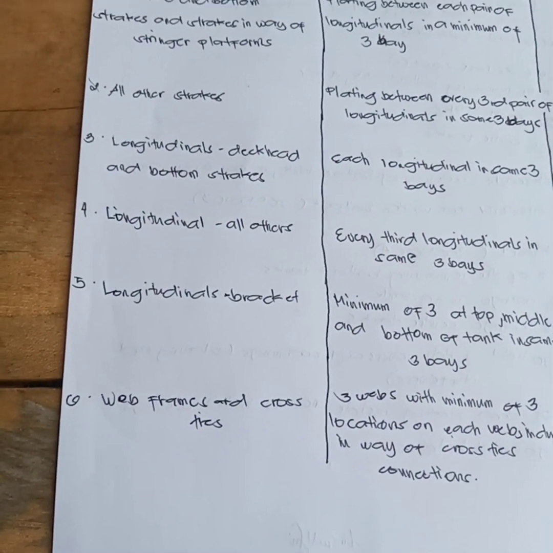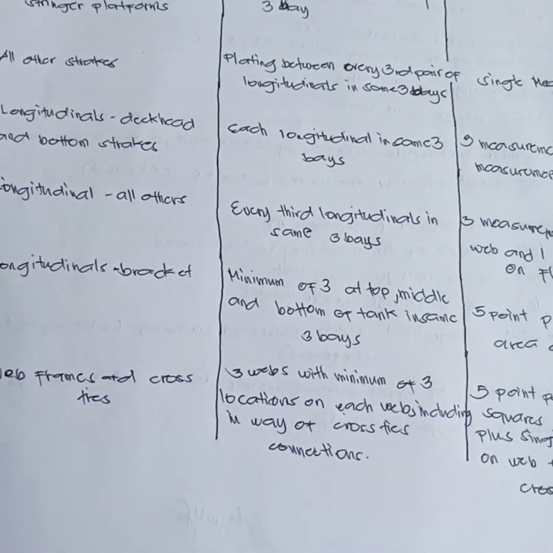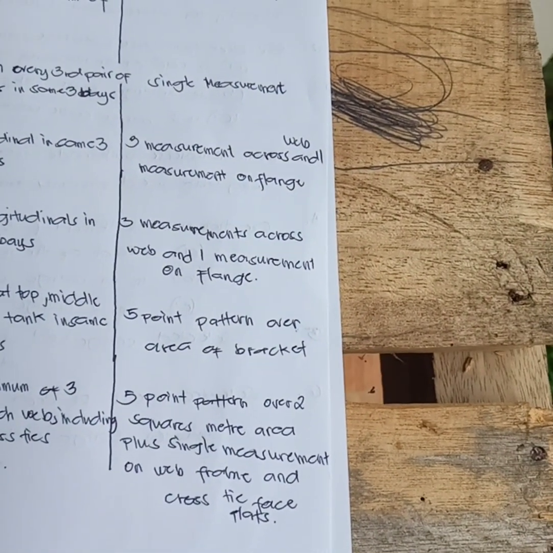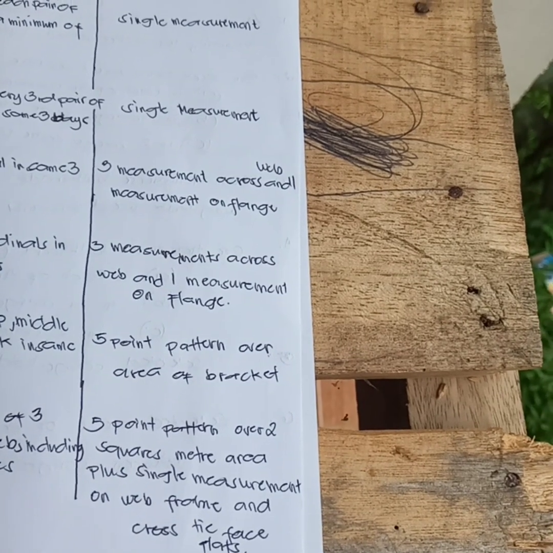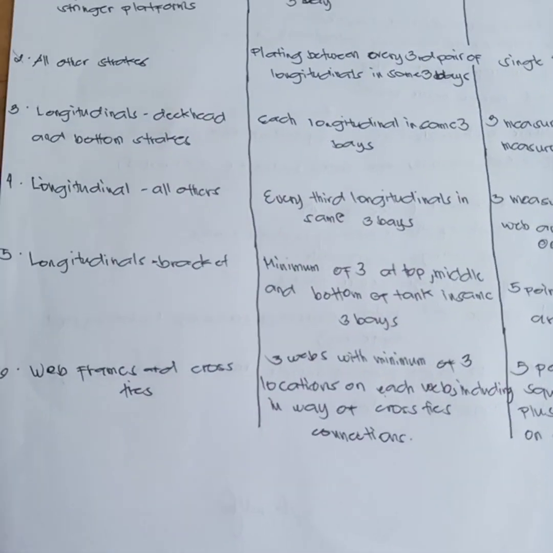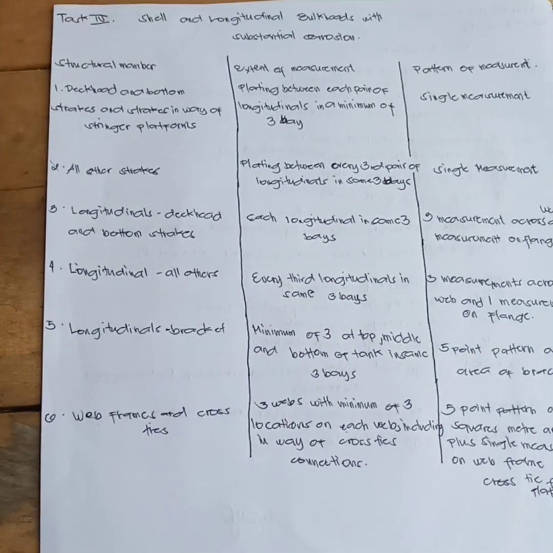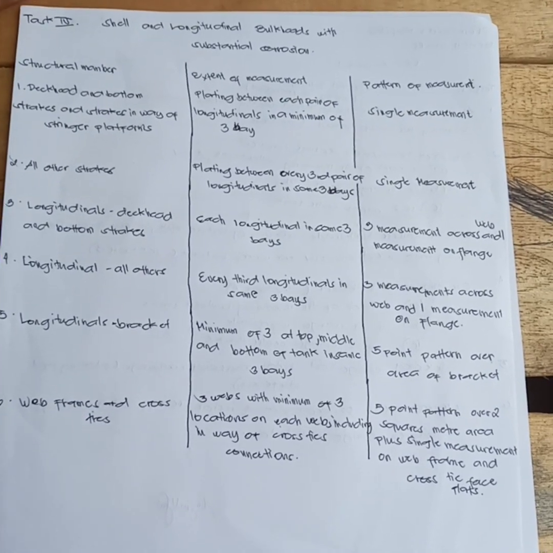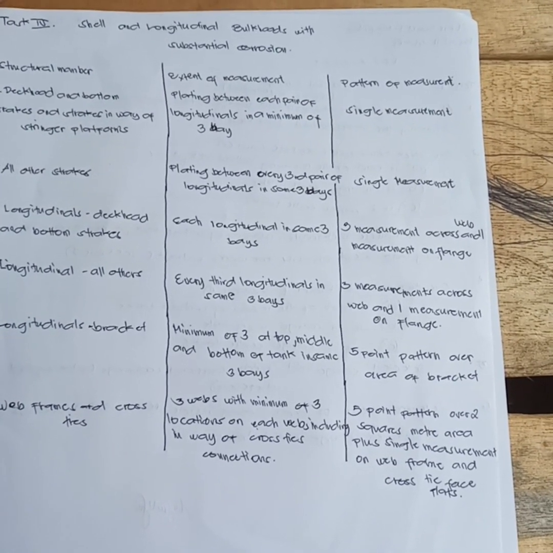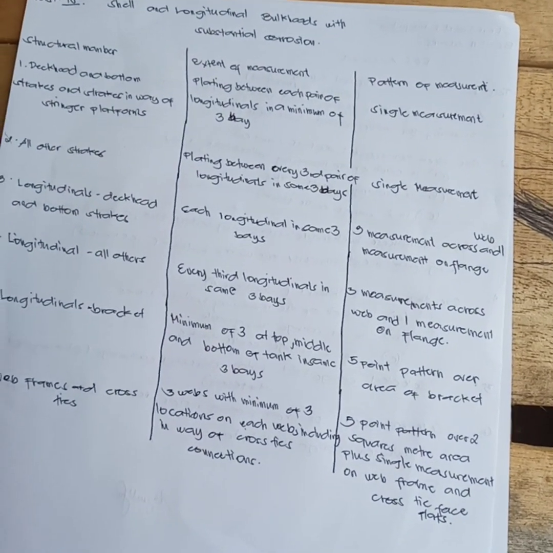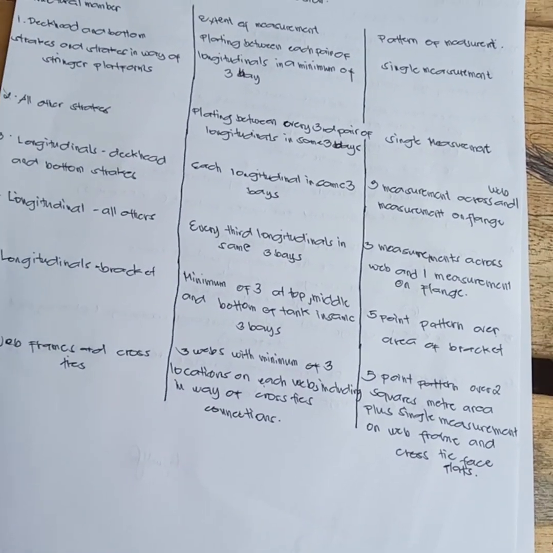Longitudinals, all others, that's number 4. Every third longitudinal in the same 3 bays. 3 measurements across web and 1 measurement on flange. 5 is the longitudinal bracket, minimum of 3 at top, middle, and bottom of tank in the same 3 bays. 5 point pattern over area of bracket.